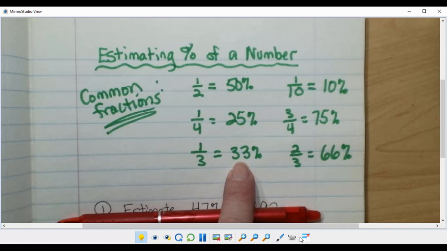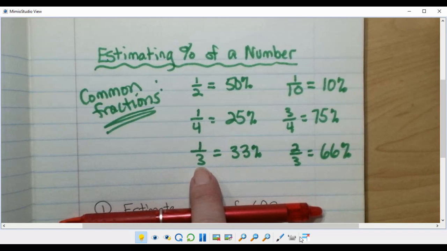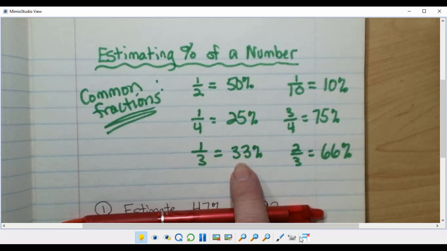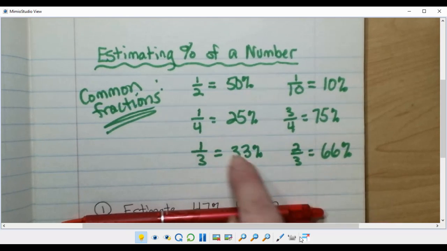And then 1/3 and 2/3, of course, are related. 1/3 is 33%. It's actually a repeater, but 33% will work for what we're doing in this lesson. Now, if 1/3 is 33%, double this to get 2/3, we'll double the 33 to get 66. Okay, if you can remember these six or have them handy, this lesson will be much easier.